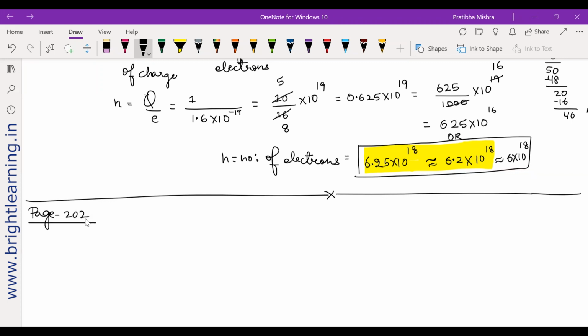Okay, so on page 202, there are 3 more questions. The first question is, name a device that helps to maintain a potential difference across a conductor. They are just telling, name the device which helps to maintain potential difference. What is the name of the device which helps you to calculate the potential difference?